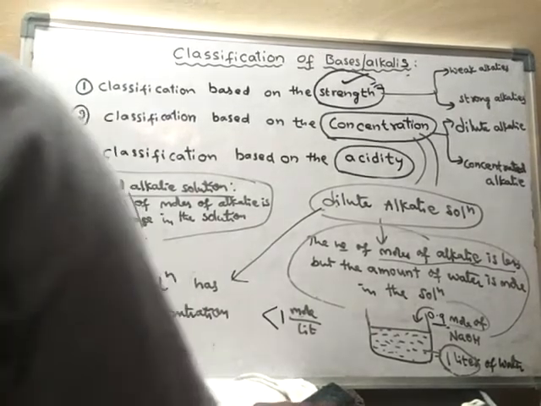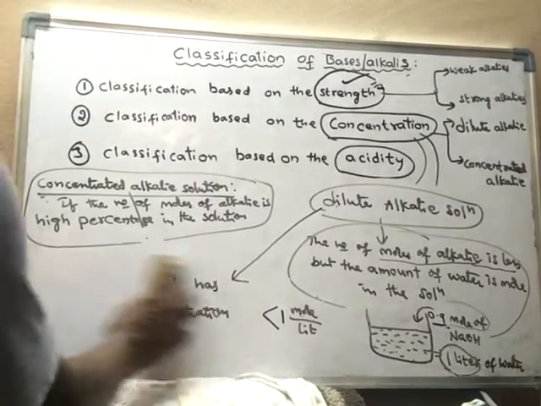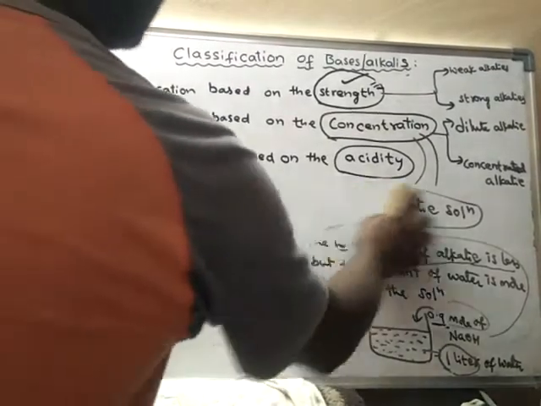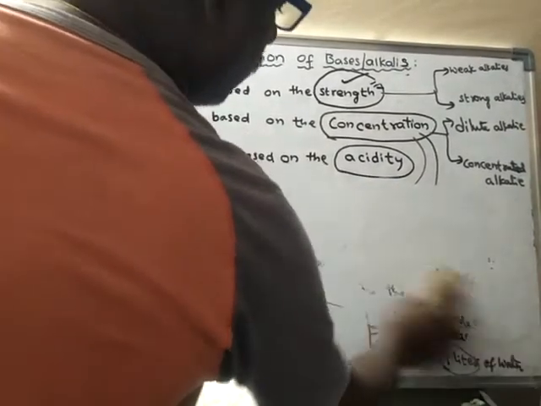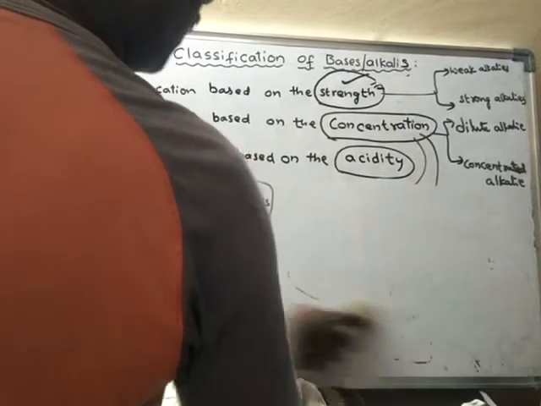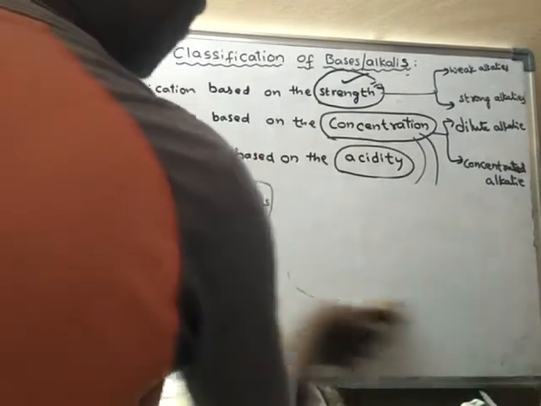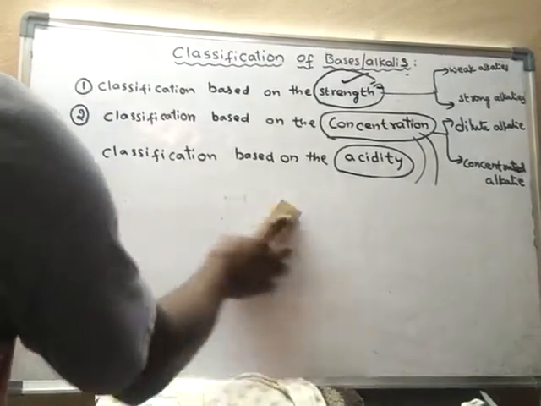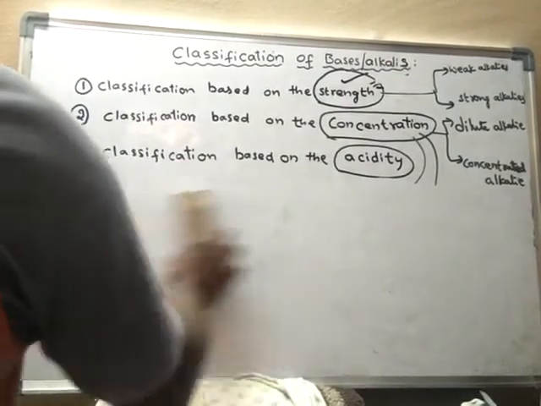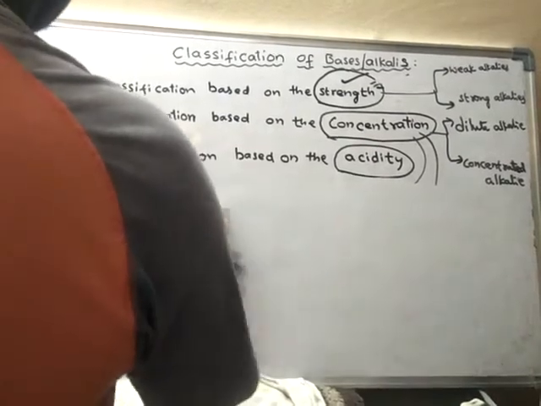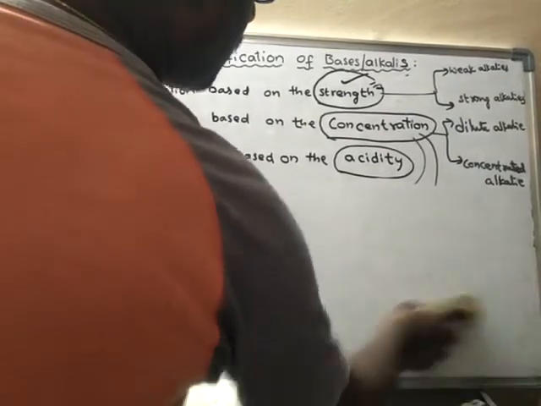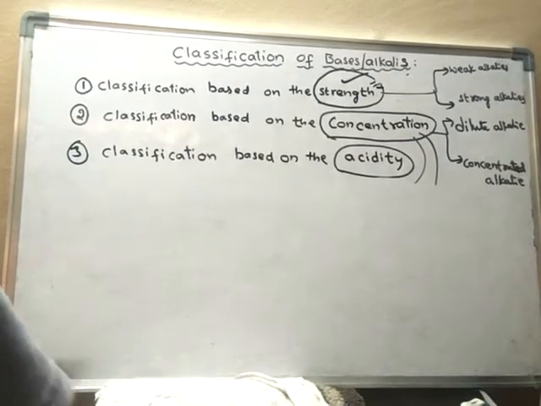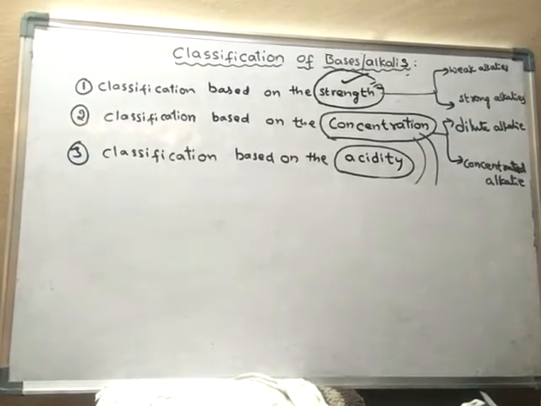So like this we can discuss the classification of alkali solutions based on what? Based on the concentration. Concentration is the measure of the amount of alkali taken relative to the amount of water. If more alkali is taken, then it is said to be a concentrated solution. If less alkali is taken, then it is said to be a dilute solution.